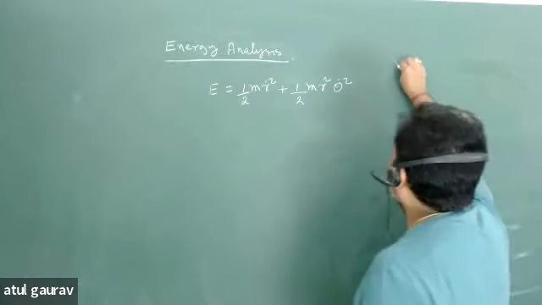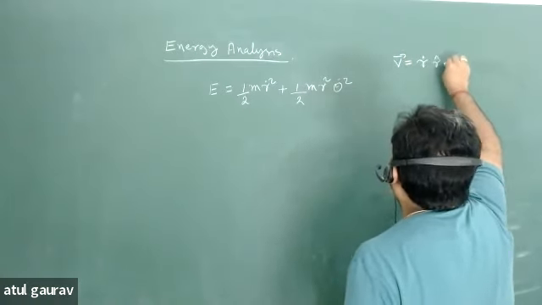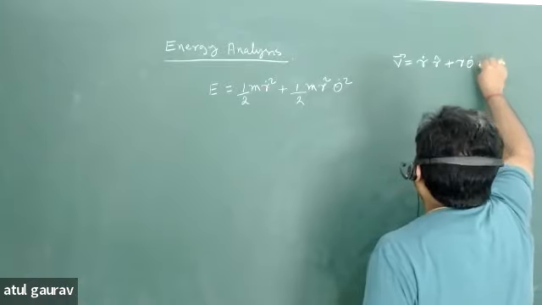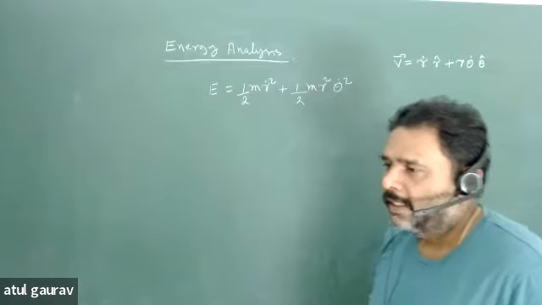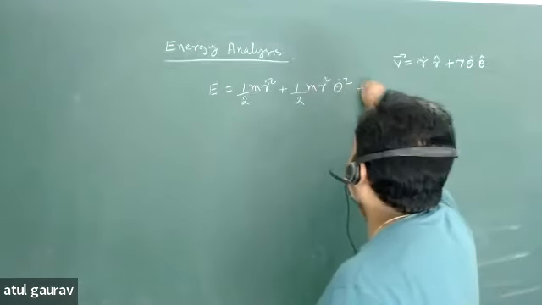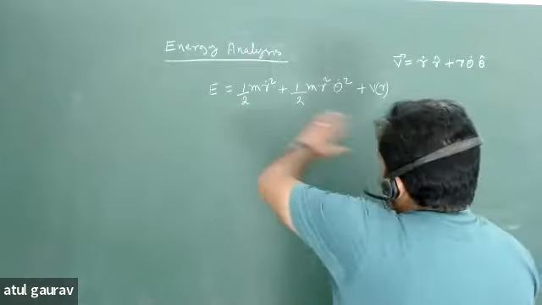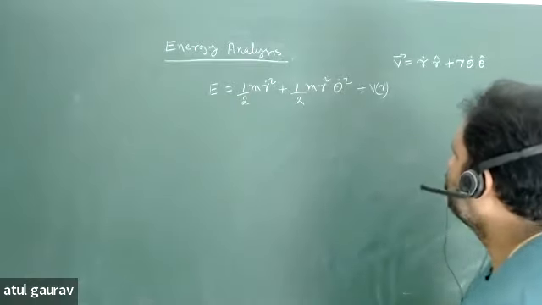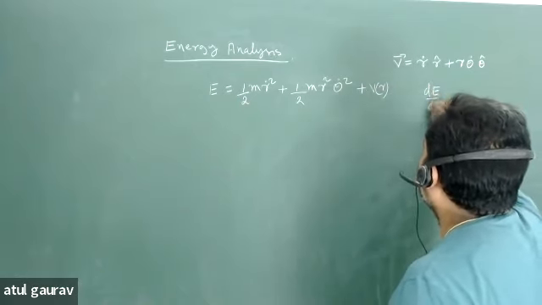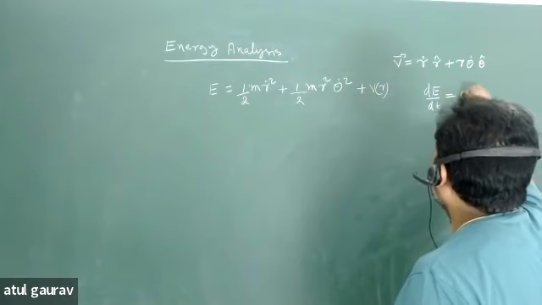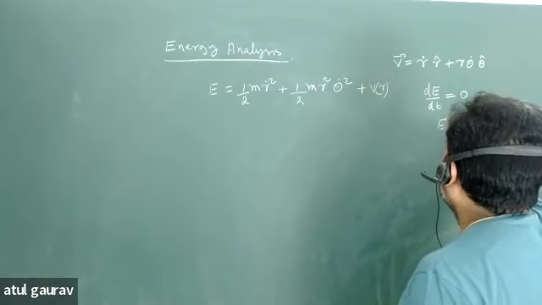You remember what V is? V in polar coordinates is r dot r cap plus r theta dot theta cap. You remember all this? So this is my kinetic energy, as well as we have potential energy. This is my potential energy. And you can see this energy is not a function of time. So if you calculate dE upon dt, that is equal to 0, that means your energy is conserved.